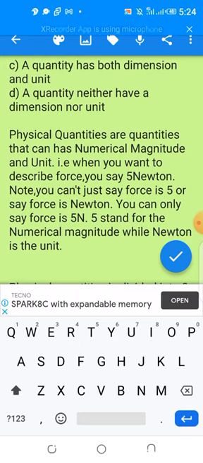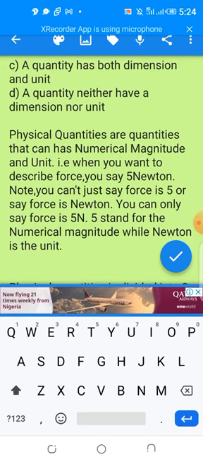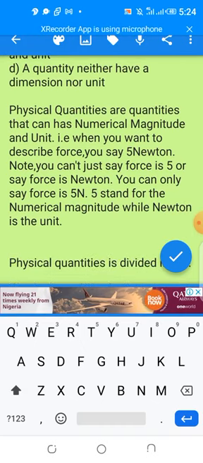What are physical quantities? Physical quantities are quantities that have numerical magnitude and units. When you say something has numerical magnitude, it has numbers. It has numbers and units. For example, when you want to describe a force, you say 5 Newton. 5 is the numerical magnitude, or the number, while Newton is the unit. Note, you can't just say force is 5 or force is Newton.